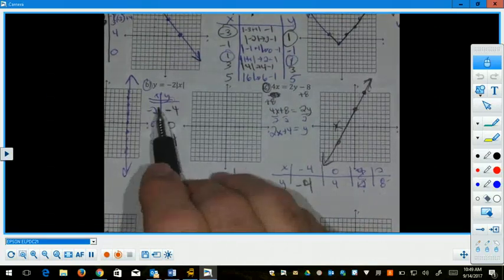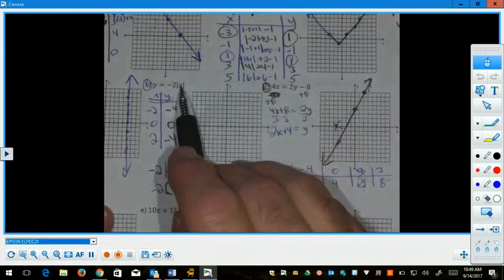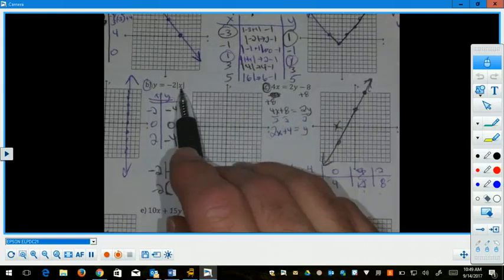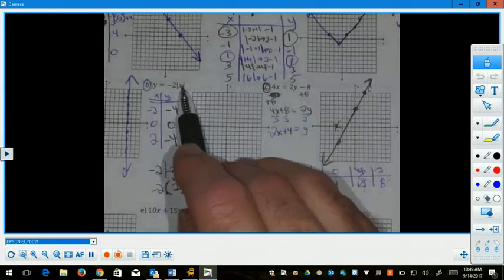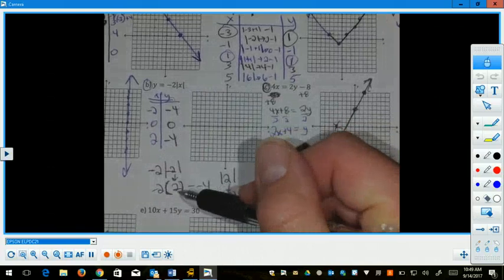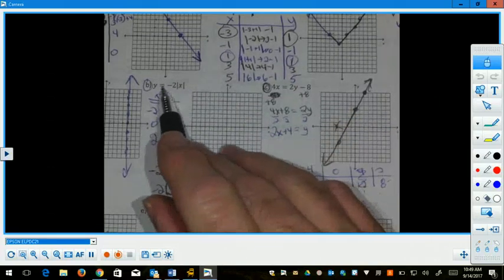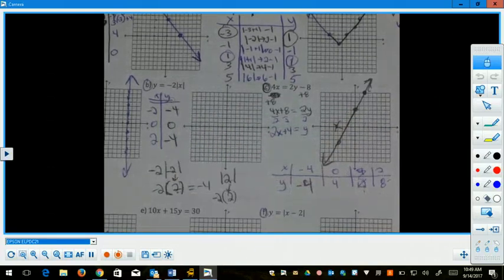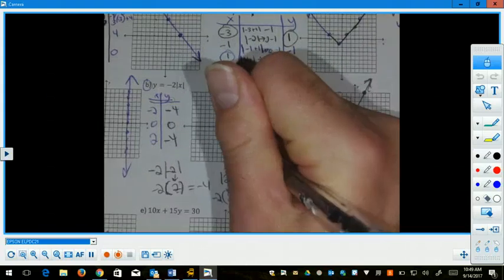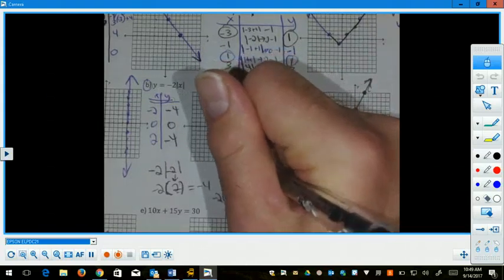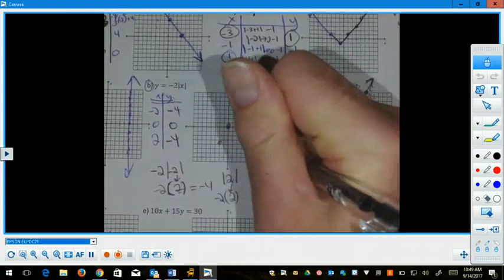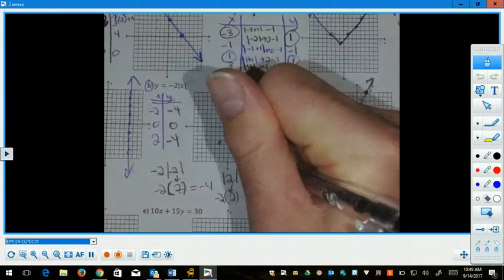So order of operations tells us we have to do what's inside of here first because it's like parentheses, even though I can't distribute into it. So I do that, then I take the absolute value that makes it positive no matter what it was. And then I do the operations outside. So I have -2, -4, 0, 0, and 2, -4.